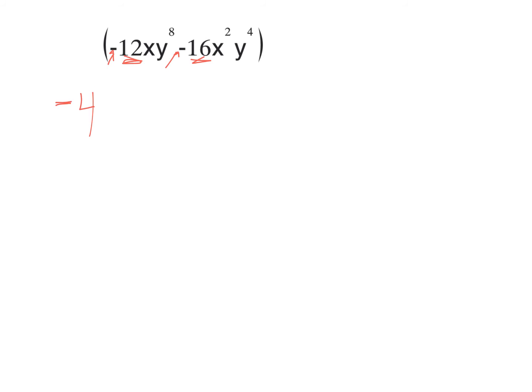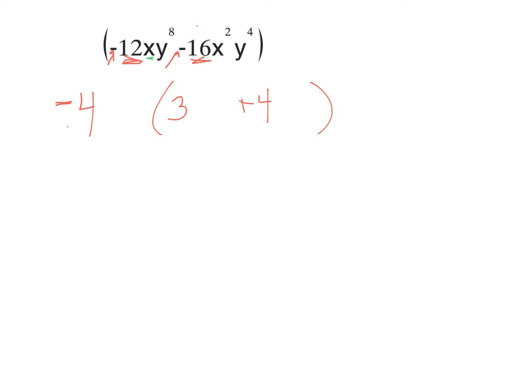Okay? Now, let's break this down. So negative 12 divided by negative 4 is 3. Negative 16 divided by negative 4 is positive 4. All right, and then we just run the gambit.